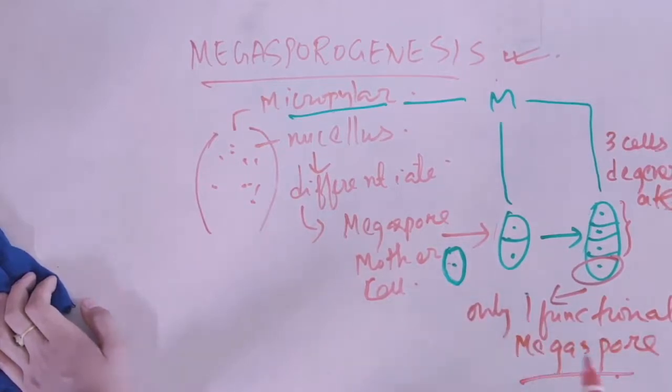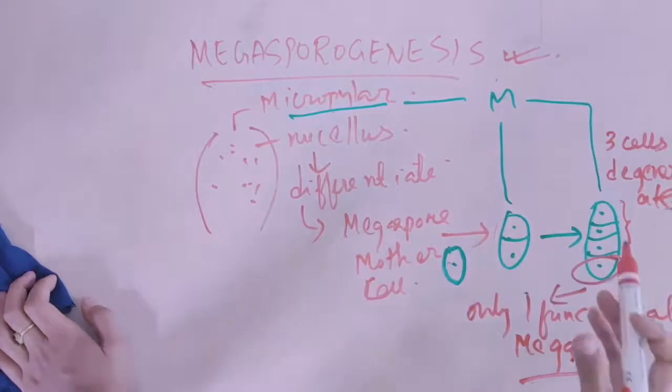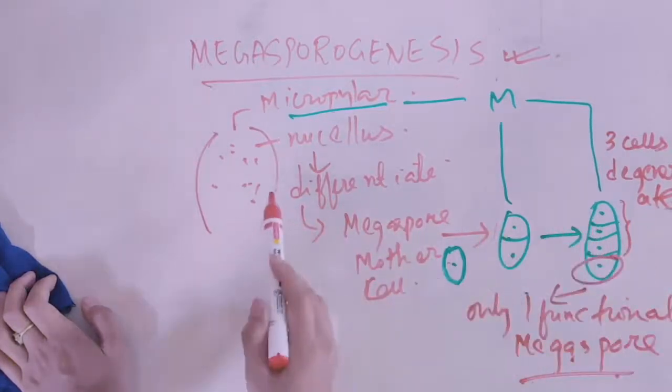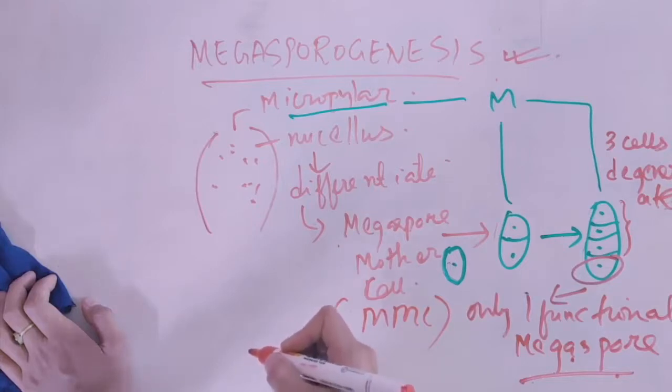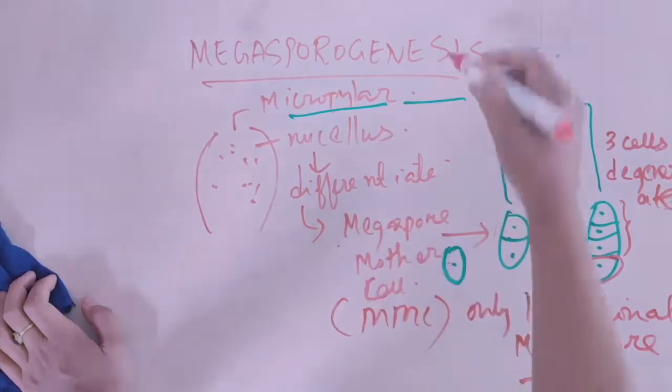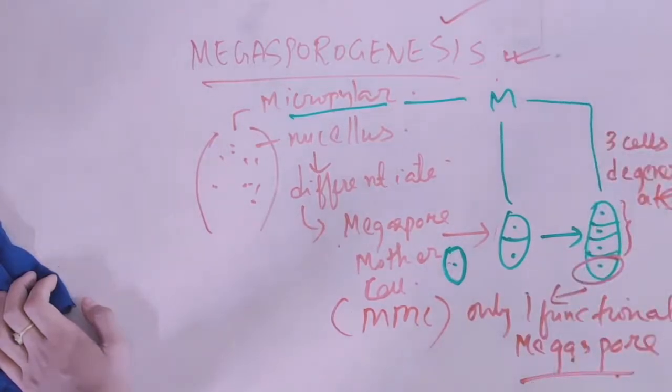So the formation of the megaspores as a whole, and by that we mean we got one functional megaspore. The formation of megaspores from the megaspore mother cell, MMC, is known as megasporogenesis. What is megasporogenesis? The formation of the megaspores from the megaspore mother cell is called megasporogenesis.